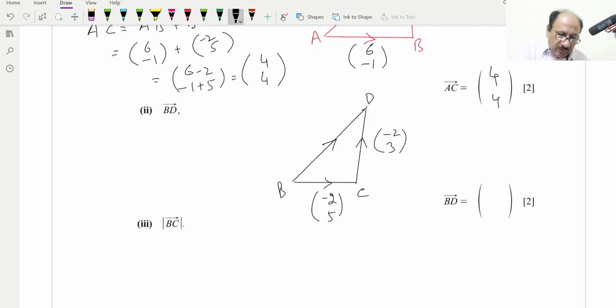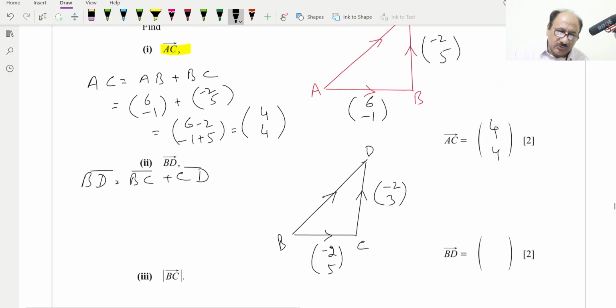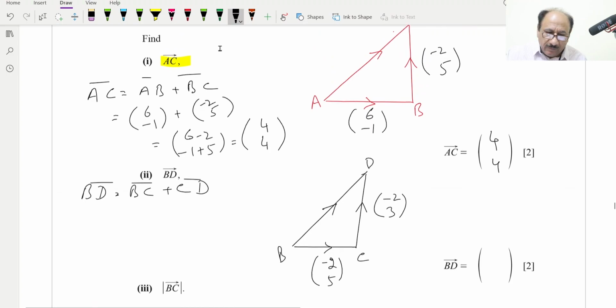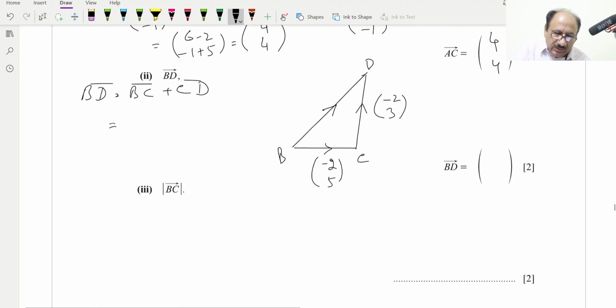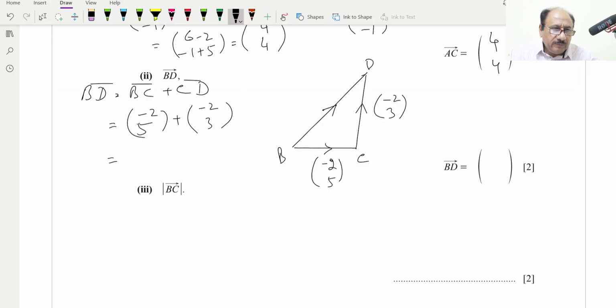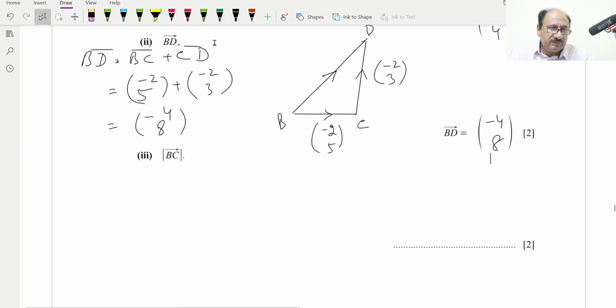Now we will be adding, and we can write BD is equal to BC plus CD. We can show vectors here also. BC is minus 2 and 5, and plus CD is minus 2 and 3, and we add these two. This will be minus 4 and 8. This will be our final answer, minus 4 and 8. Hopefully you understood this. Then last is BC magnitude.